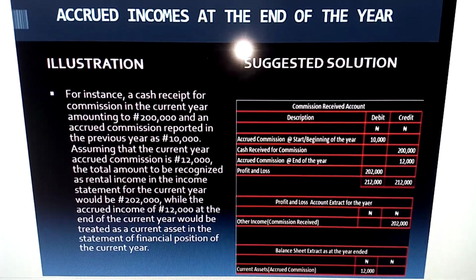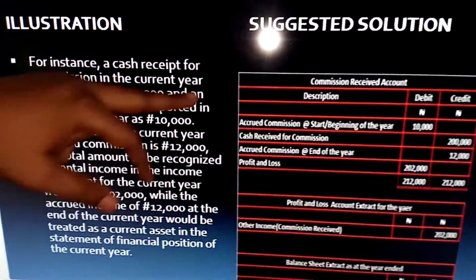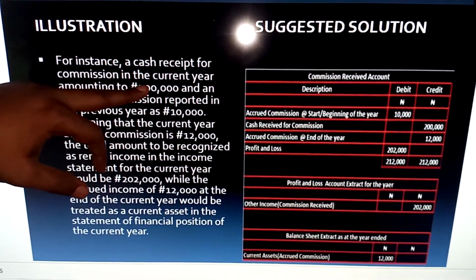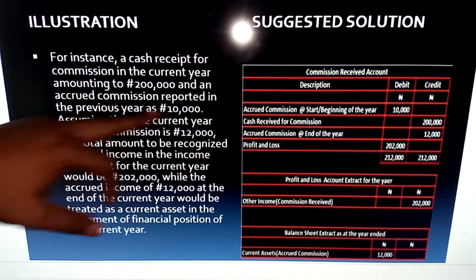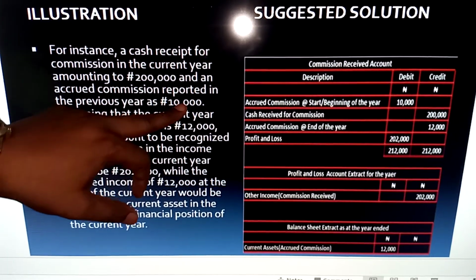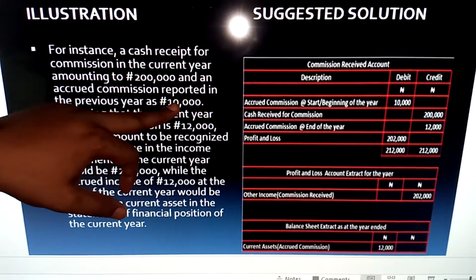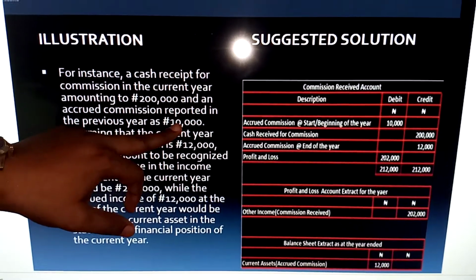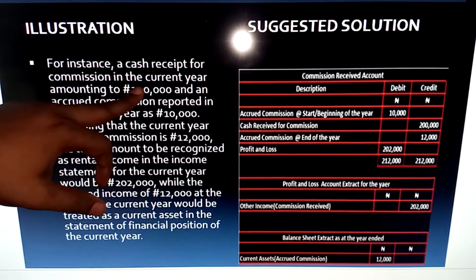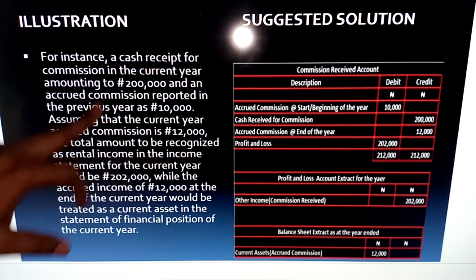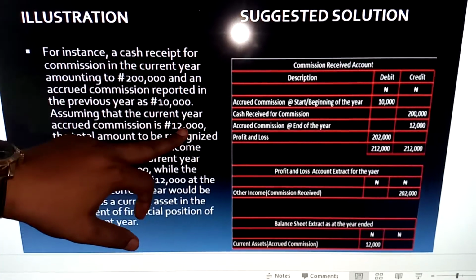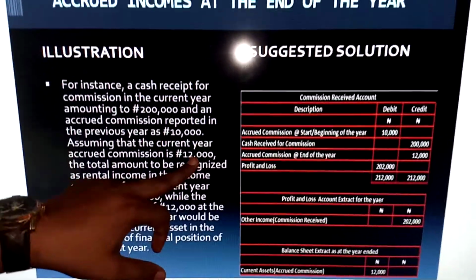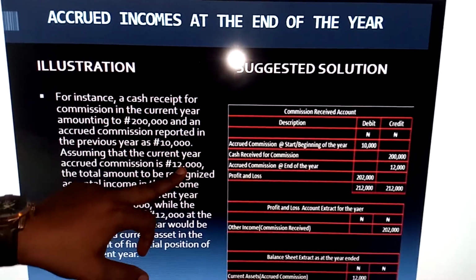Now take for instance, we say cash received for the commission in the current year is 200,000, just like in the previous illustration, and accrued commission reported in the previous year, that's the beginning of the current year, 10,000. Remember these adjustments? Accrued incomes at the beginning of the year, you deduct. So we already have 200,000 minus 10,000. Now assuming that the current year accrued commission is 12,000. So remember I said at the end of the year, you add. At the beginning of the year, you deduct.